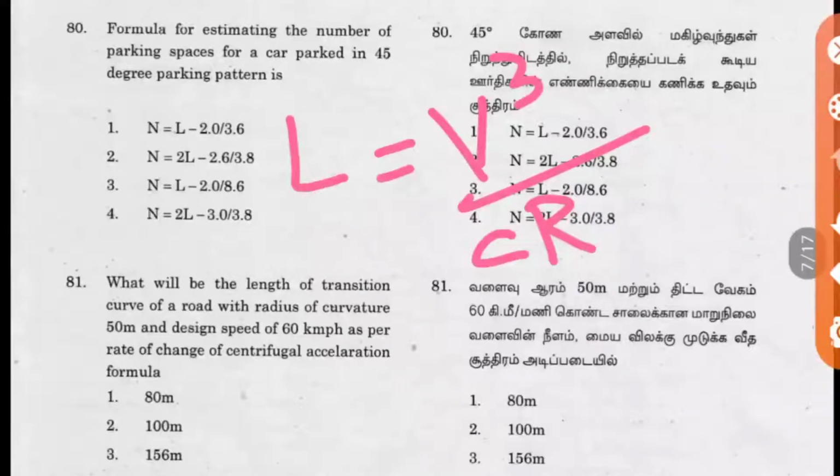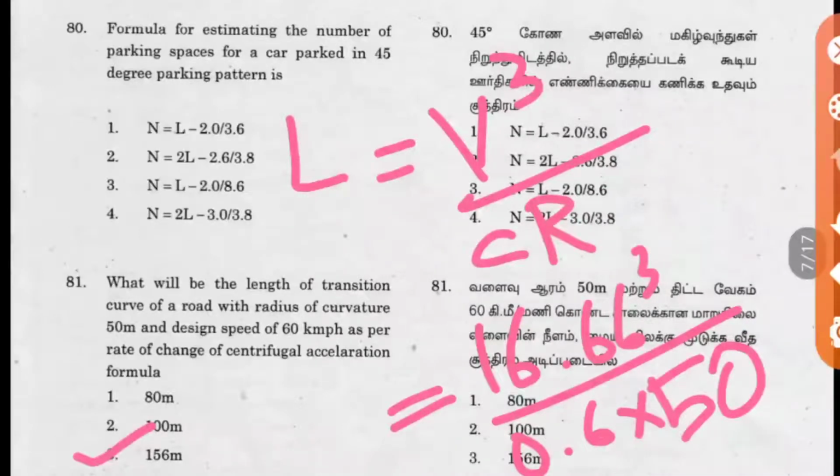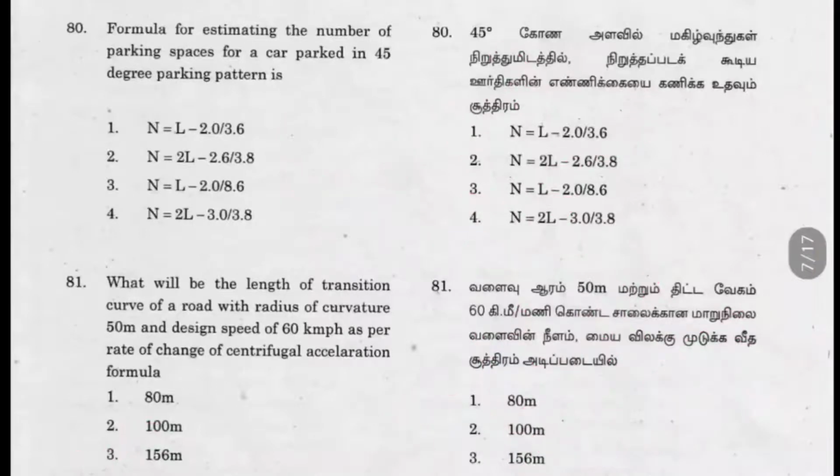And V they have given in kilometer per hour, so it is 60 kilometer per hour. To convert it into meter per second, you multiply by 5 by 18. So 60 into 5 by 18 gives you 16.66. So 16.66 cube by 0.6 into R, and R is 50 meters. So the answer you will get is 156 meter. Option C is the right answer.